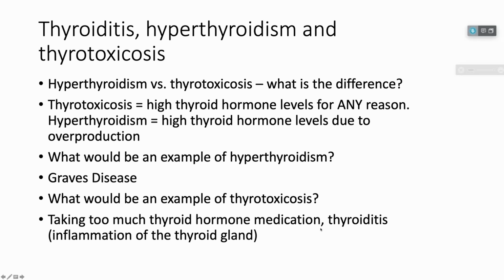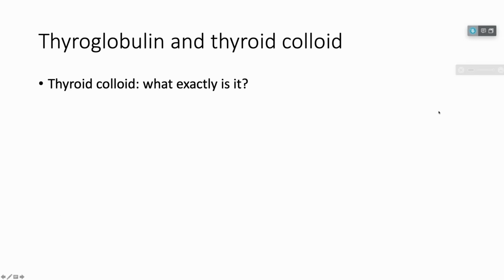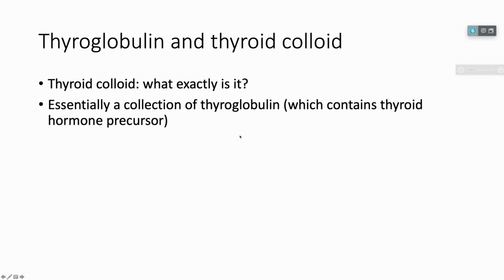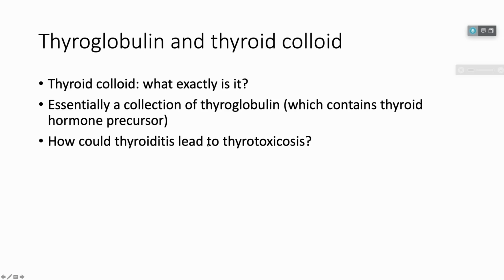Another would actually be thyroiditis, so inflammation of the thyroid gland. How does that work? Ooh, I am so glad you asked, because that's going to be our next slide. So remind me, Marco, what exactly is thyroid colloid? Thyroid colloid. It's a collection of thyroglobulins. Yeah, it's just a bunch of thyroglobulin, which has the thyroid hormone precursors, right?